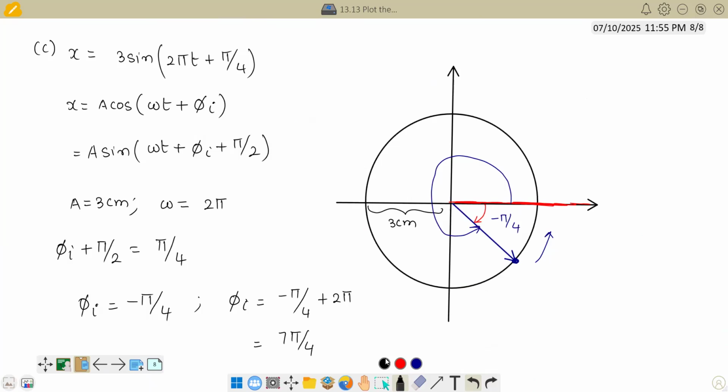It will be 315 degrees. Now let us go for the next one. So we got a t equal to 0. This is the position of the particle. Let us solve the last question.